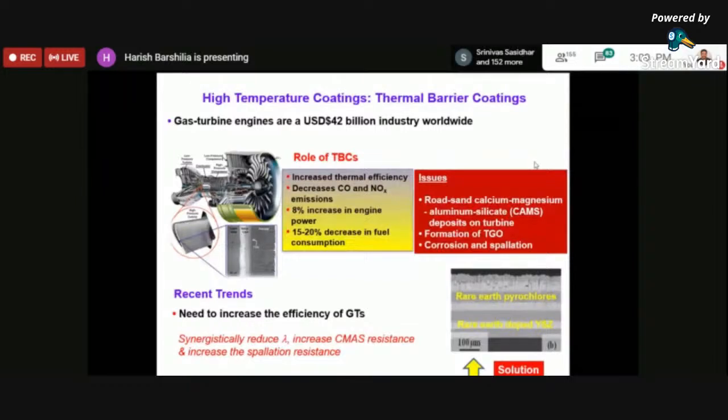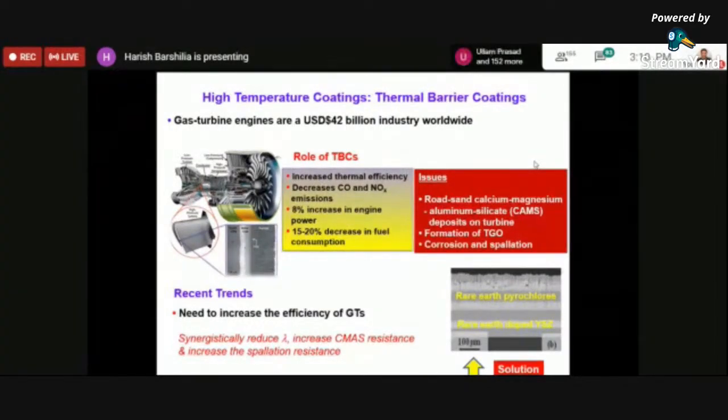So the solution is the area of thermal barrier coatings, wherein they are stable up to about 2,200 to 2,500 degrees Celsius. So you can increase the efficiency of your engine, and it also reduces pollutant gases such as carbon monoxide and NOx, and decreases fuel consumption. There are a large number of ways; I'm not going into the detail of how to do that. The basic guiding principle is that we have to have a material wherein the thermal conductivity of the coating is very low.